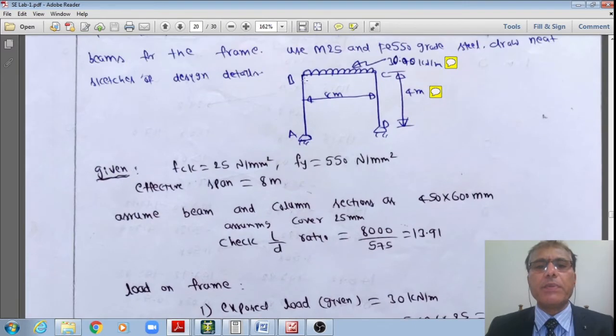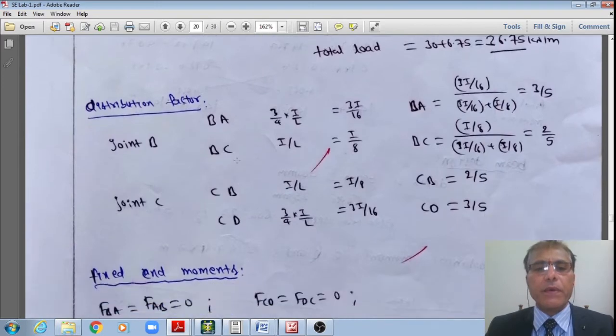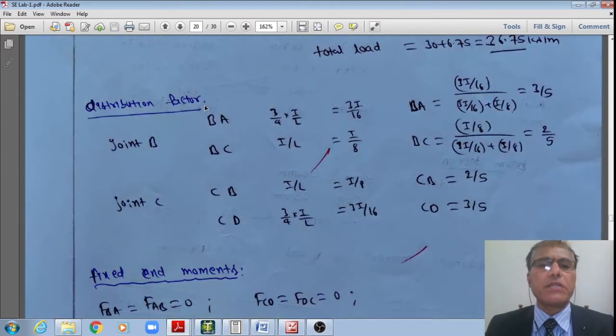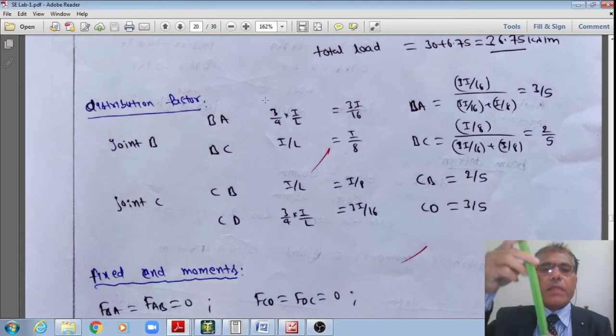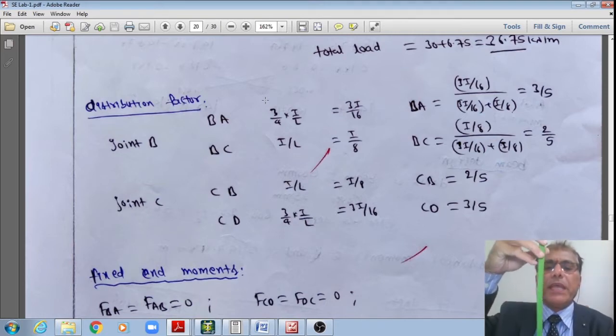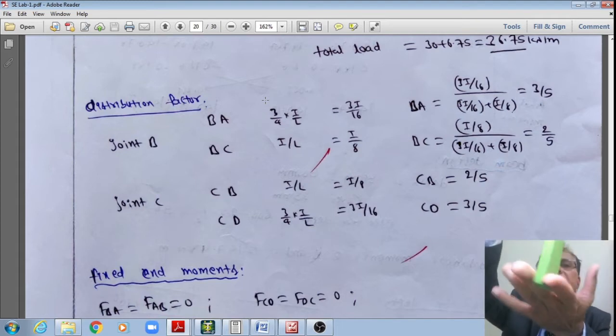For this joint B, I do have the members BA and BC, but we already know from the structural analysis fundamentals how to calculate the distribution factor. I think I'll not go into those fundamentals, students. Therefore, at the joint B, BA is the column, whereas A is hinged at the bottom, right?